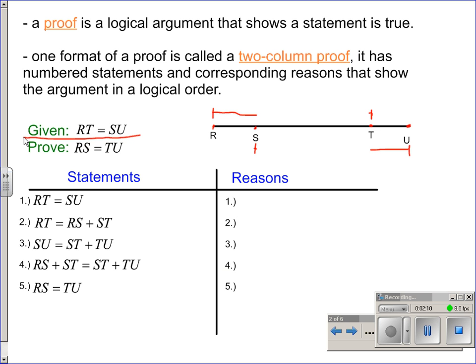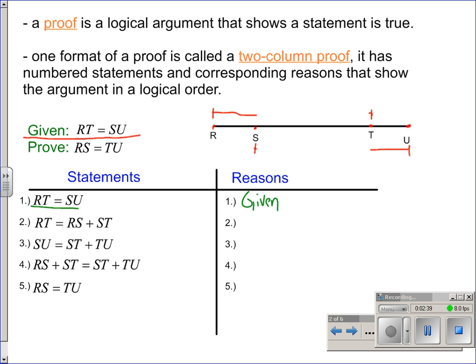So, when you have a two-column proof, you've got this left column that are statements, and a right column that are the reasons why the statements are true. And the reasons, they're definitions, they're postulates, they're theorems, things that are known to be true. In a two-column proof, you always start with the given information. You were told RT equals SU. There it is. The reason it's true, because it is given to you.